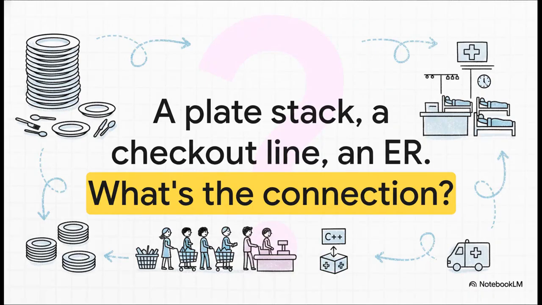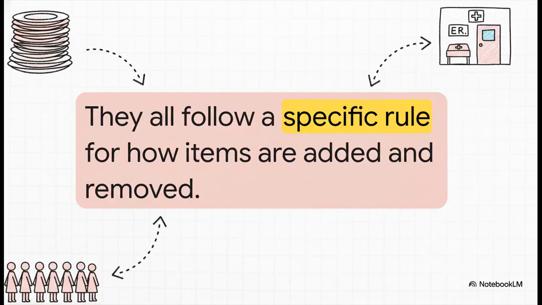So, to get us started, let me ask you something. I want you to picture three totally different scenes. First, a stack of clean plates at a restaurant. Next, a line of people waiting at the checkout. And finally, the triage system in a packed hospital ER. So, what in the world do these three things have in common? Well, the answer is all about structure. Each one of these follows a specific, kind of unwritten rule about the order of operations, who or what gets taken care of next. And these real-world rules are the perfect picture for the C++ tools we're about to unpack.